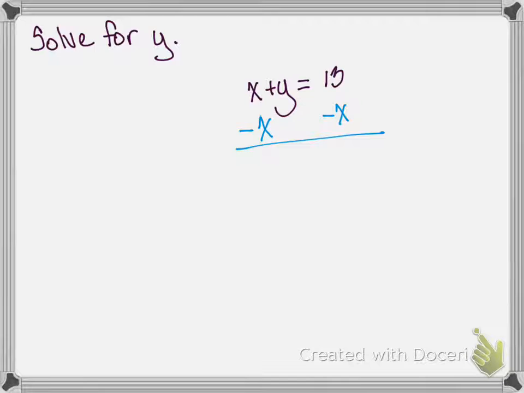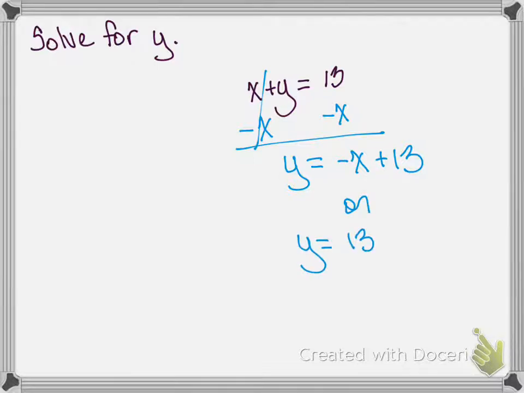Okay? So when I subtract x from both sides, I'm left with y equals negative x plus 13. You also wrote 13 minus x. You could write 13 minus x. Yes, that's completely fine. So it is okay to have y equals 13 minus x. Thank you for pointing that out. It is okay to have 13 minus x.